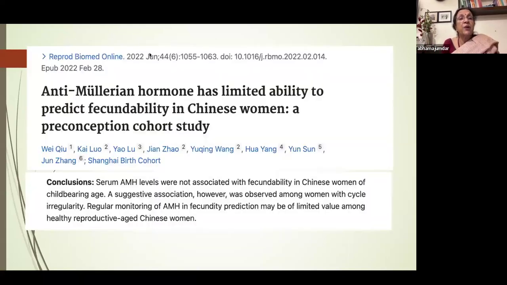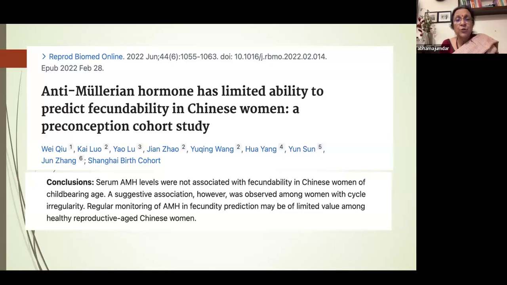Now let us come to Reproductive BioMedicine Online 2022. Now this is one of the most sought after, highest impact journals. And here they again publish after 10 years: anti-Mullerian hormone has limited ability to predict fecundability in Chinese women, a preconception cohort study. Again, this Chinese study, which is a huge study, found serum AMH levels were not associated with fecundability in Chinese women of childbearing age. Childbearing age is anything from 18 to probably 35.